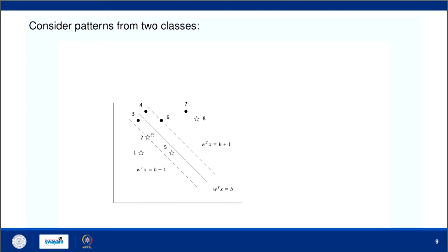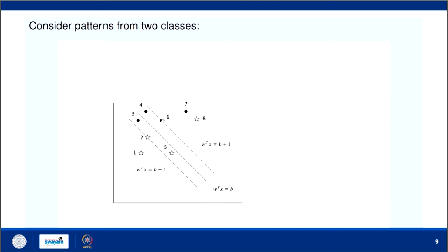Now, pattern number 3 is for the plus 1 class and lies on the other side. So this is not correctly classified. For this, xi will be greater than 1 and alpha will be C. For pattern number 4, which is on this side, xi will be between 0 and 1, greater than or equal to 0 and less than 1, and alpha is C for this particular pattern. Pattern number 5 is also in that zone, but on this side of this plane. So alpha is C for this and xi is between 0 and 1.